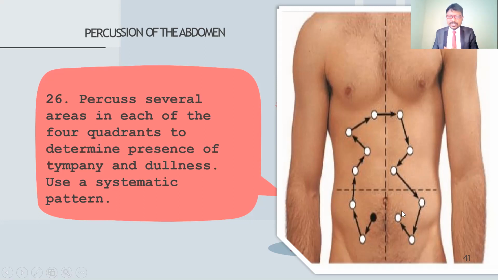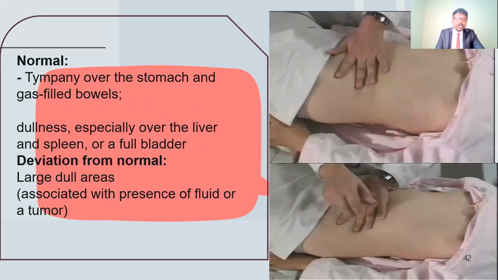If you do these percussions and find any dullness, or resonance, we can easily identify the tympany of the abdomen. According to the sound, we conclude the condition. Normally there is tympany over the stomach and gas-filled bowels; tympany means a drum-like sound. Dullness is normal especially over the liver, spleen, and a full bladder. So these are the normals.